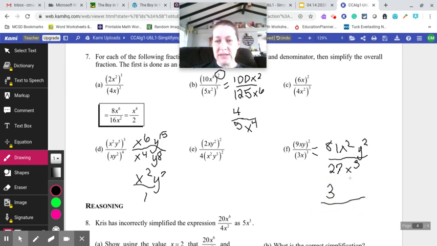Let's look at our x's. X to the third is largest, so it's going to go on the bottom. 3 minus 2 is 1. We could put a 1 there, but we don't need to. And there is no y, so the y is going to stay on the top.